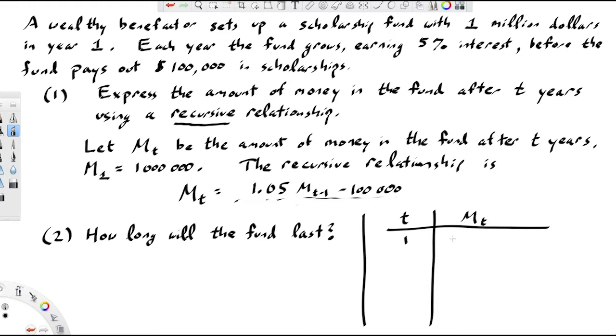So in year one, we have $1 million in the fund. At year two, this is going to increase by 5%, which is $1,050,000. Then I'm going to take away $100,000 to pay the scholarships. And what we're left with is $1,050,000 minus $100,000, which is $950,000.